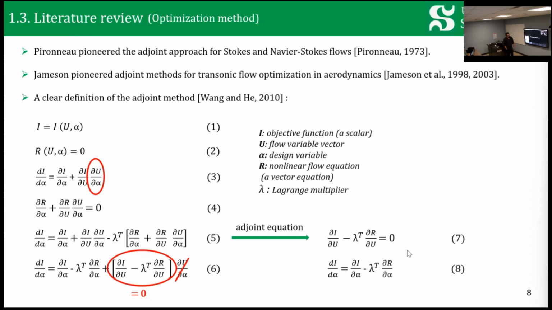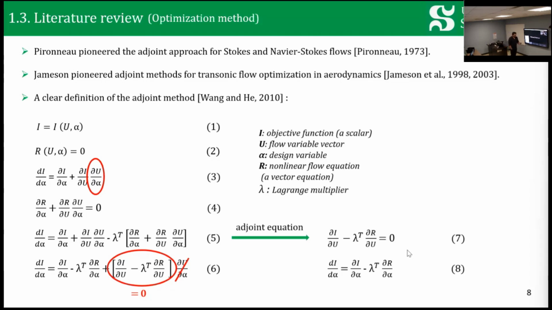If we go back to equation 3, the flow variable sensitivity creates the problem. It shows that for each design variable, we need to solve the flow equation once. So when we have many design variables, the computational cost increases.